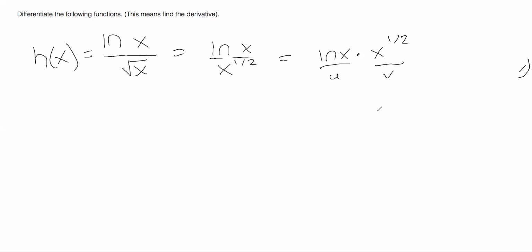So let's recall what the derivative of the natural log of x is. And I want to remind you that this is just one of the ones you want to remember after a while, kind of like all the trig functions. Each of them has a really specific derivative.